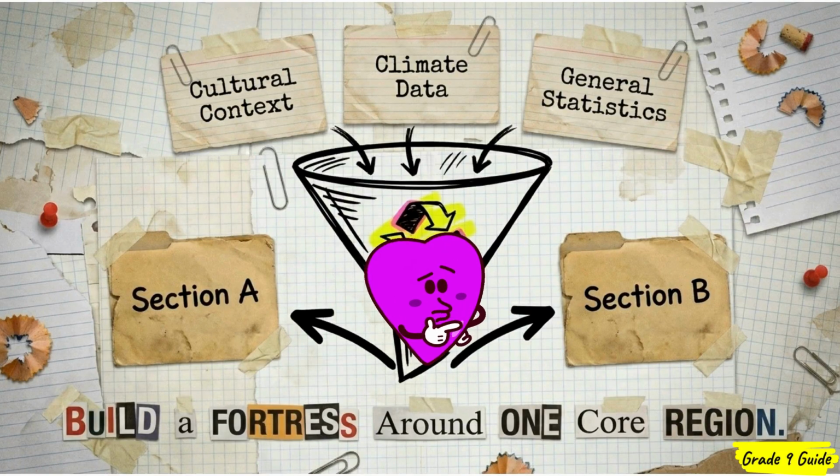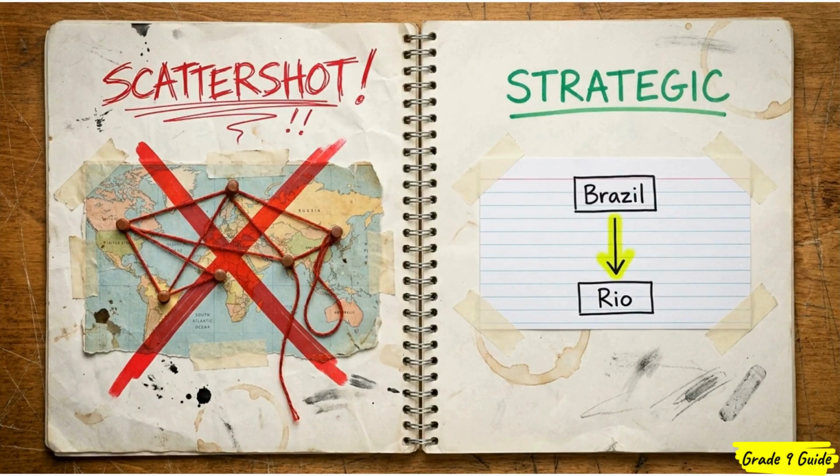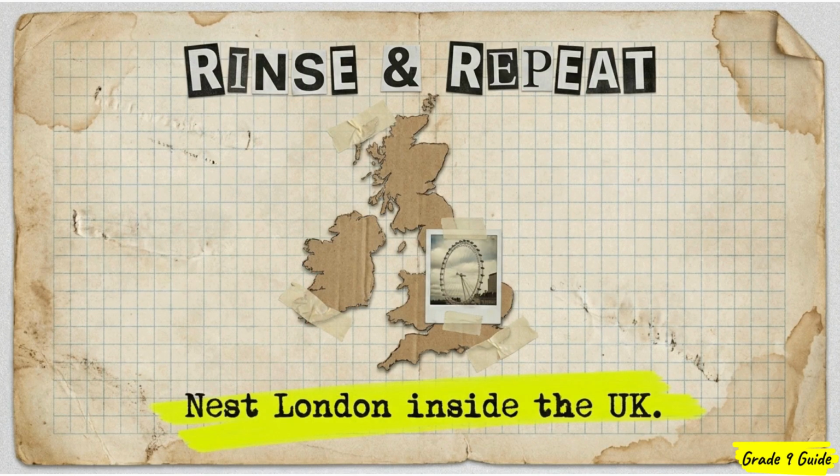Why does this save you hours of frustration? Because you recycle the exact same cultural context, the same climate data, and the same general statistics across your entire human geography paper. You build an absolute fortress of knowledge around one core developing region, rather than trying to memorize the geography of 4 completely different continents just to get through paper 2. You do the exact same thing for your UK paper. Nest London inside the UK.